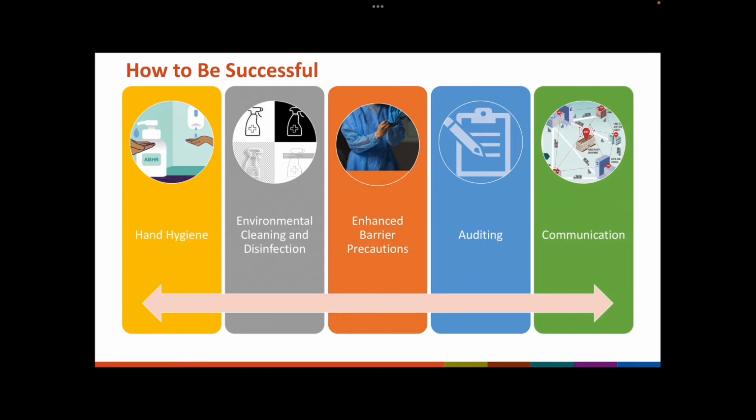For enhanced barrier precautions to be successful, the use of EBP must be incorporated with several other good practices, including hand hygiene, environmental cleaning and disinfection, auditing of hand hygiene, and appropriate use of PPE, and communication about residents with MDROs both within your facility and outside of your facility.